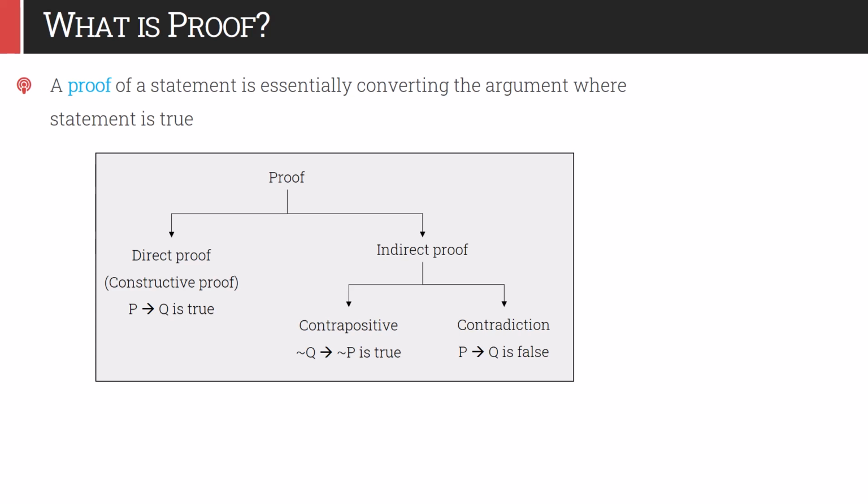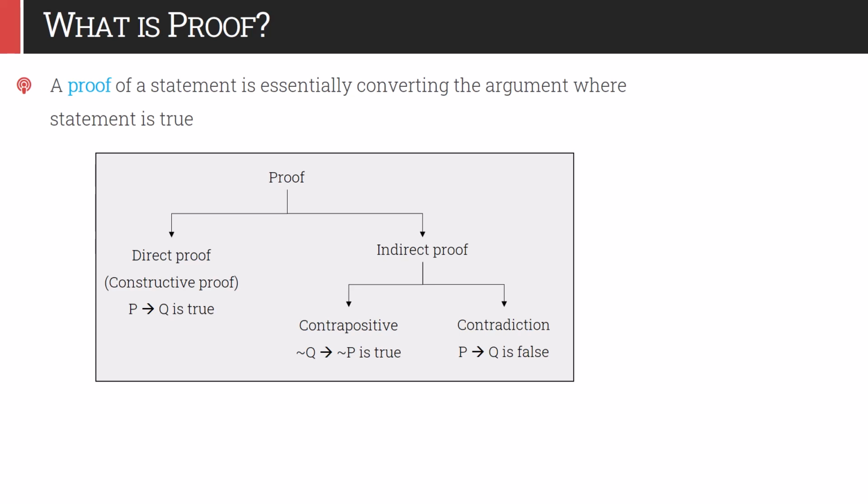And in contradiction, we assume that our assumption is wrong, and through a series of steps we prove that what we have assumed itself is wrong. That means our assumption itself was wrong, and this is how we derive the proof. All this we are going to discuss in detail with examples in upcoming videos.